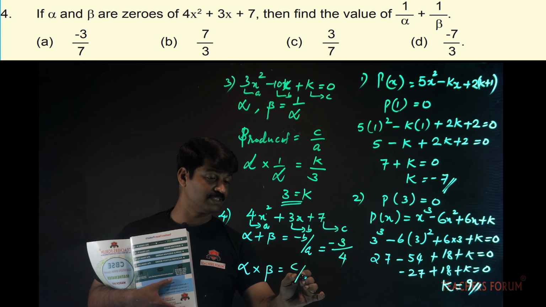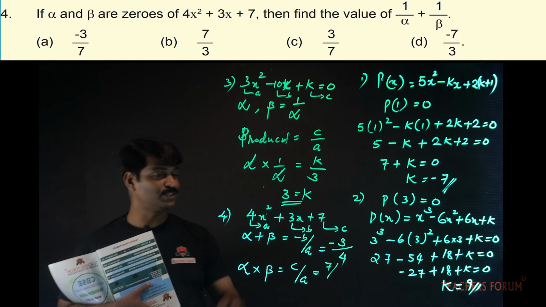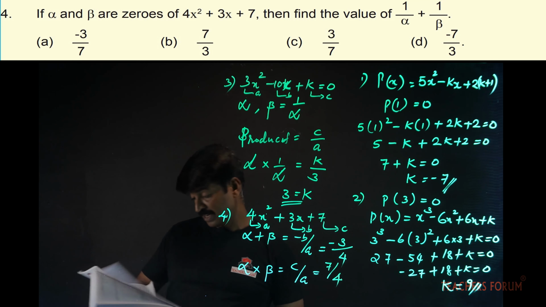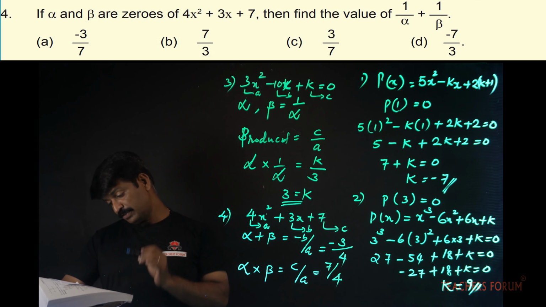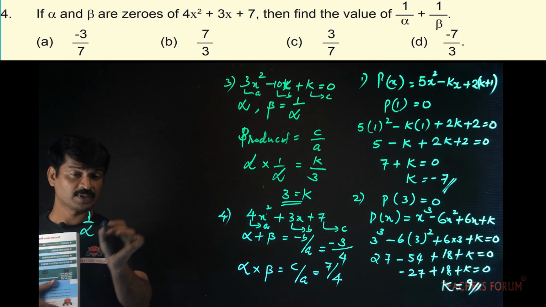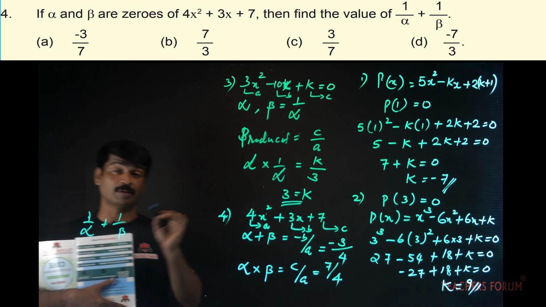Now, let us find out what is alpha into beta, the product of zeros. That is equal to c by a. So, what is c here? C is 7. What is a? A is 4. So, 7 by 4, that is alpha into beta. What you have to find out? You have to find the value of 1 by alpha plus 1 by beta.